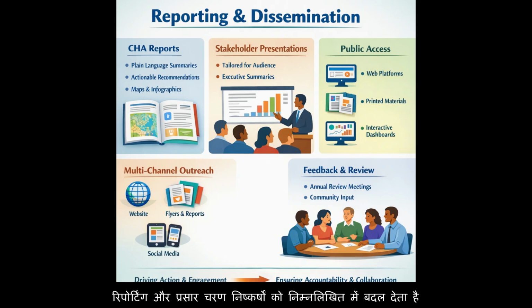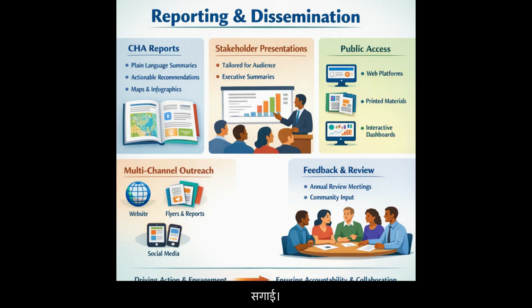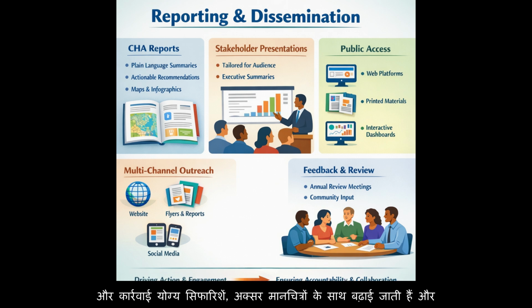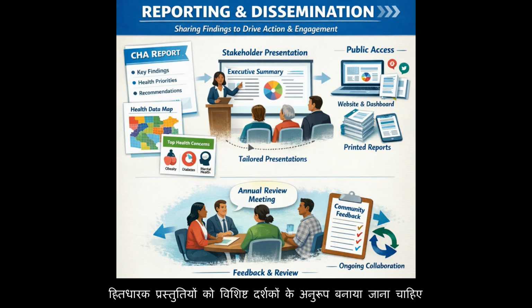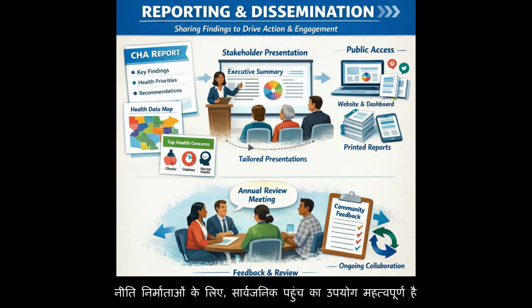The reporting and dissemination phase transforms findings into accessible formats to drive action, accountability, and continued engagement. Key activities include crafting CHA reports with plain language and actionable recommendations, often enhanced with maps and infographics. Stakeholder presentations should be tailored to specific audiences, using visuals like executive summaries for policymakers.